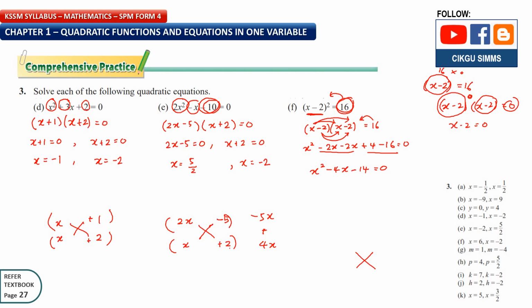Oh, sorry, this one is 4 minus 16 is negative 12. So 6 to x, negative 4, so I put negative 6, because negative 6 plus 2 is negative 4. And then this one times this one is negative 12. Okay. So x minus 6, x plus 2 is 0. First bracket. Second bracket.